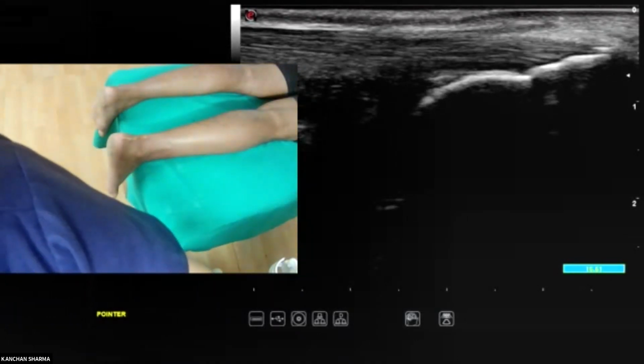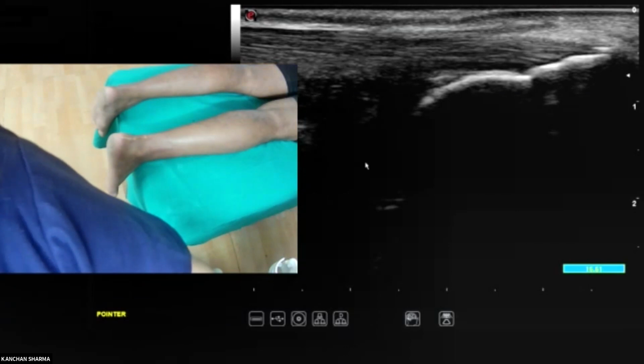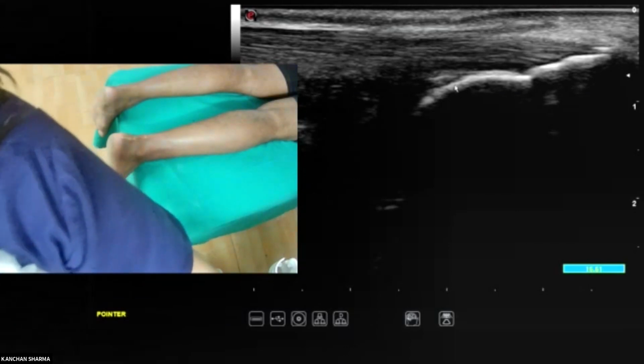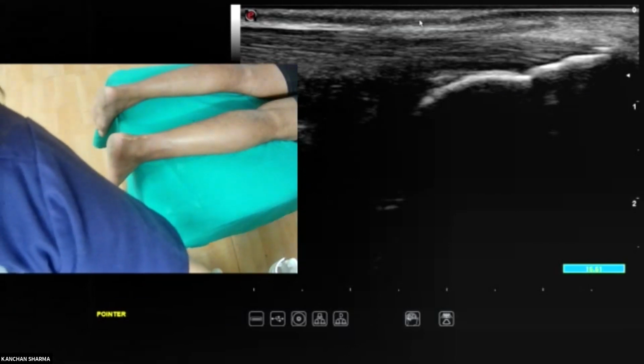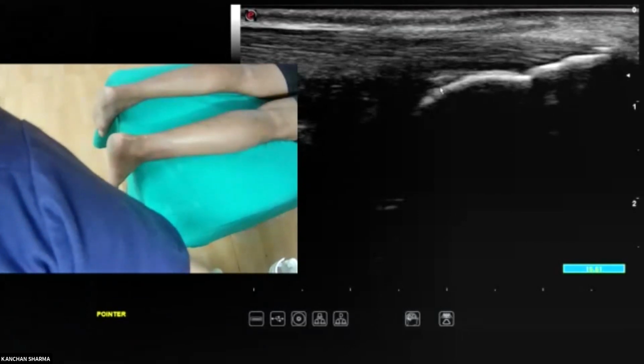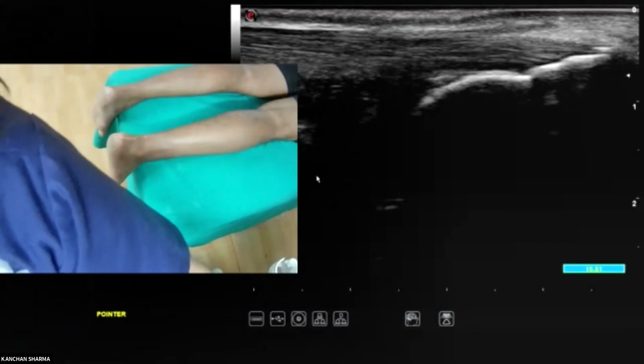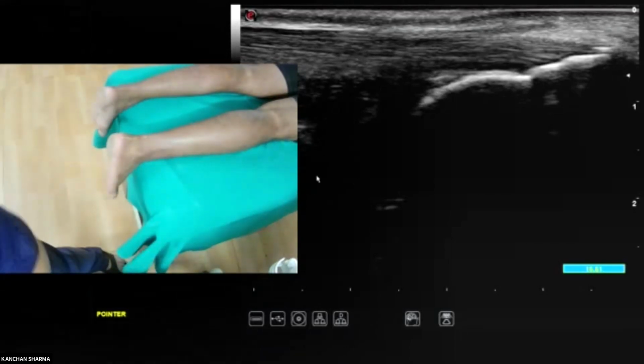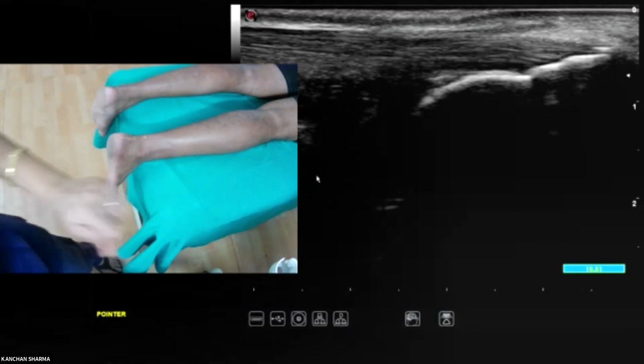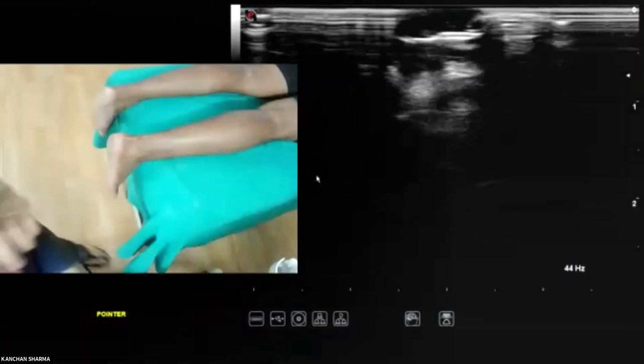And now what you are able to see here is your Kager's fat. Again, I'm repeating, this is your skin, a very thin subcutaneous layer, then your Achilles tendon, calcaneum bone, retrocalcaneal bursa here, and this is your Kager's fat. So this is about the Achilles tendon. Now I'll be showing you the plantar fascia. Again, I'm defreezing.